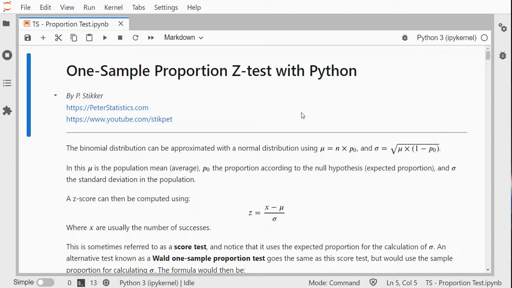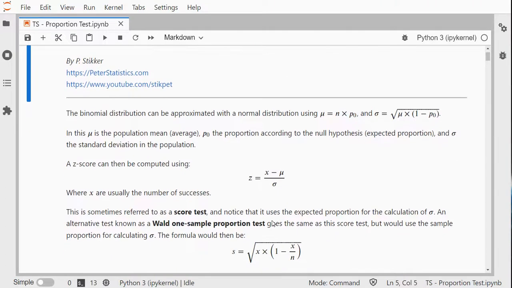This test is sometimes used as an approximation to an exact binomial test. If the sample size is extremely large, that could take a very long time, and then perhaps a normal approximation is slightly better. There are two versions of this test. One is known as the score test, that uses the expected proportion to calculate the standard error or standard deviation. And there is a Wald version, which instead of using the expected proportions, uses the observed proportions.